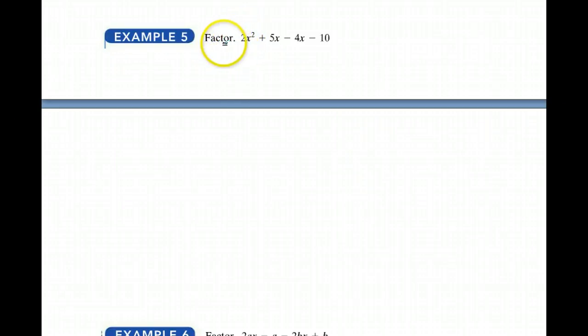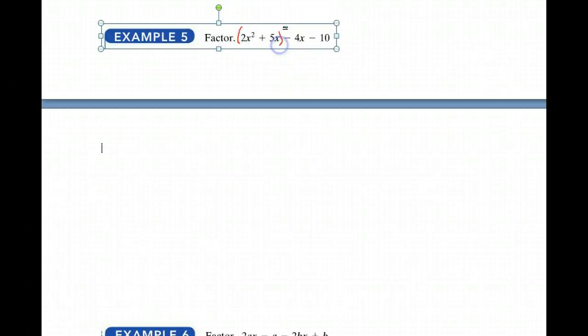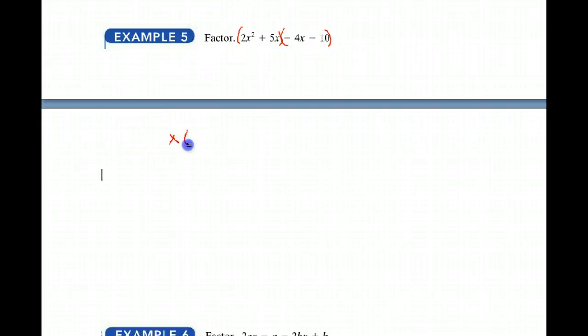Okay, at this point you should have had an opportunity to factor example 5. So you should have started by putting some parentheses around the first 2 terms and the last 2 terms. We are going to start by finding the GCF of my first group. There's nothing that we can divide out of a 2 and a 5, but we see that they both contain at least one x. So I'm going to go ahead and factor out that x. That's going to leave me with 2x plus 5.